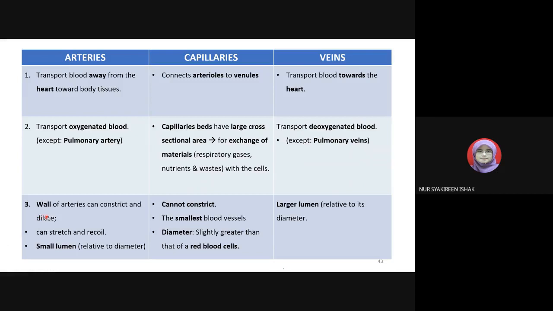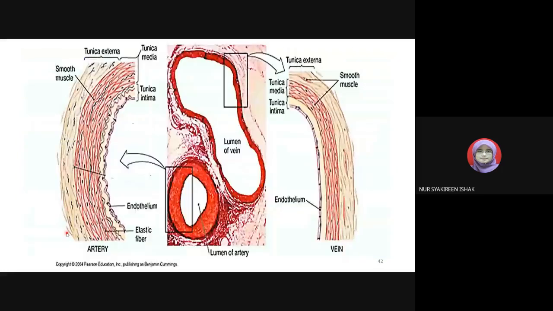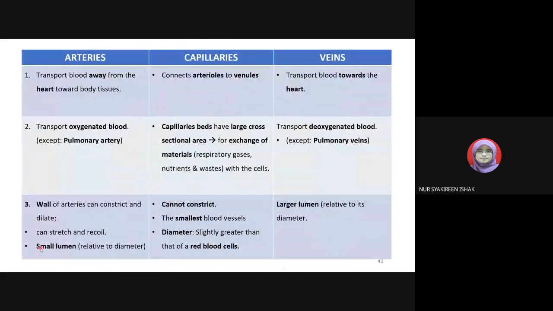Okay, so next, artery. The wall of the arteries can constrict and dilate. It can stretch and recoil. Okay, sebab tu lah awak tengok structure dia macam ni. So this one enables the artery to stretch and also recoil, okay, as it receives blood with high velocity and high pressure coming from the heart. So the lumen of the artery will be smaller relative to its diameter, compared to the vein. So the vein will have larger lumen relative to its diameter.